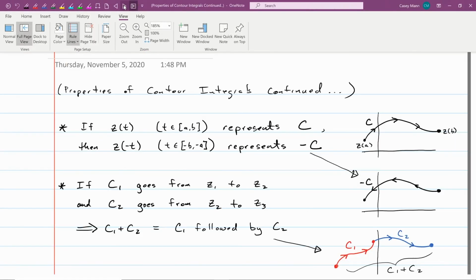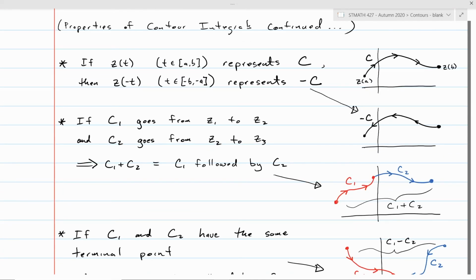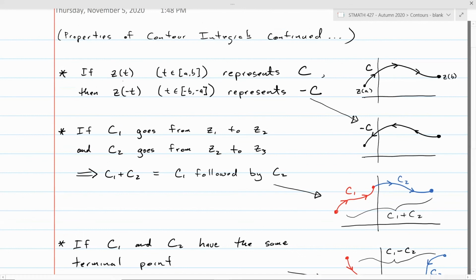Okay, so that's good to know. So here are some other properties that are kind of nice, not quite as technical as that last one. If you have a curve z of t and it represents your curve C, then if you negate the parameter t and reverse the order, looking at the negative of the interval, you get a curve that we call negative C.